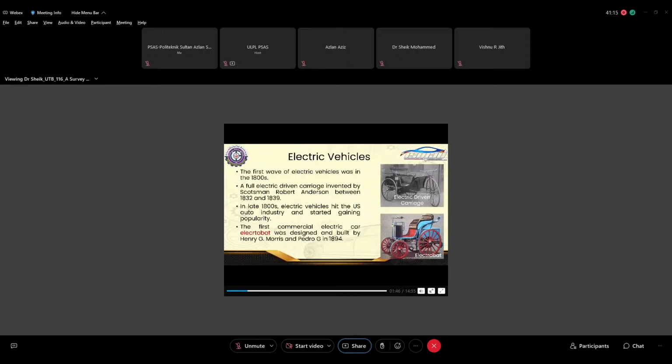Electric vehicles have become a topic of talk in recent times. However, electric vehicles are not new to the market. The first wave of electric vehicles hit the market in the 1800s. A fully electric driven carriage was invented by Scotsman Robert Anderson between 1832 and 1839. That's what you are seeing on the right top. In the late 1800s, electric vehicles hit the US auto industry and started gaining popularity. The first commercial electric car, Electrobat, was designed and built by Henry G. Morris and Pedro Salom in 1894.